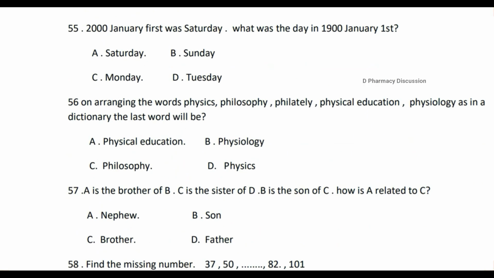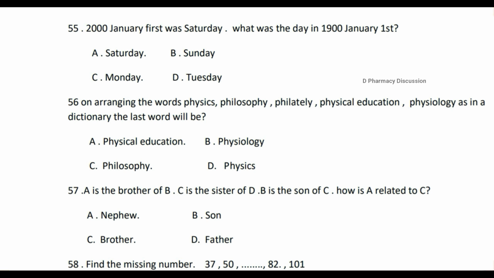Then 56. On arranging the words physics, philosophy, philately, physical education, physiology as in a dictionary, the last word will be. Options are A. Physical education, B. Physiology, C. Philosophy, and D. Physics. Correct answer is option B. Physiology.